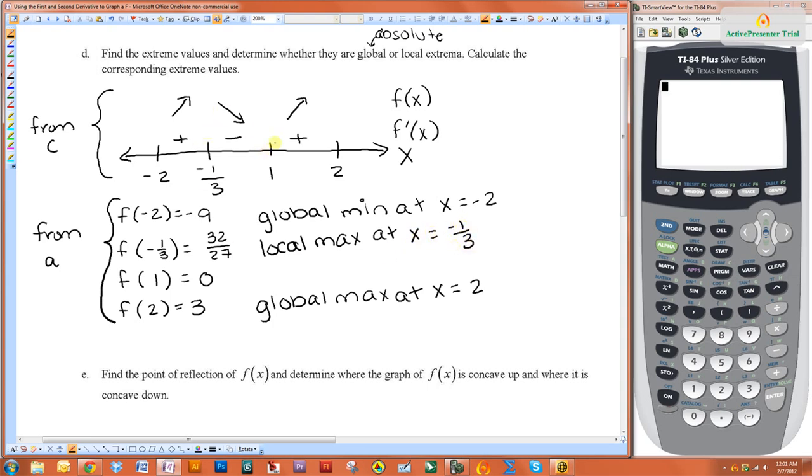Okay, now because at x equals 1, it goes down and then goes back up. That's a valley, so it decreases and then goes back up. So this will be the lowest point in that range there. So this will be a local min.